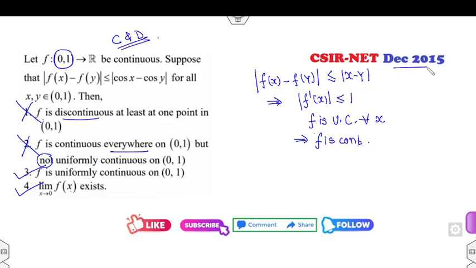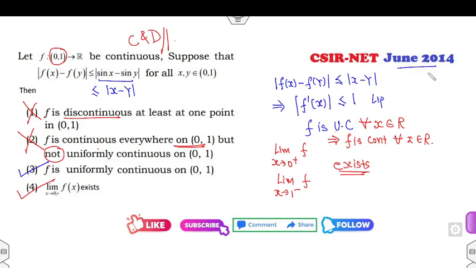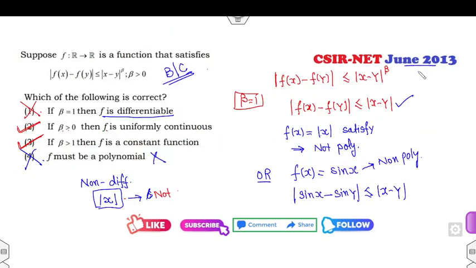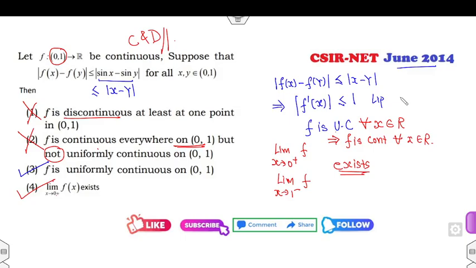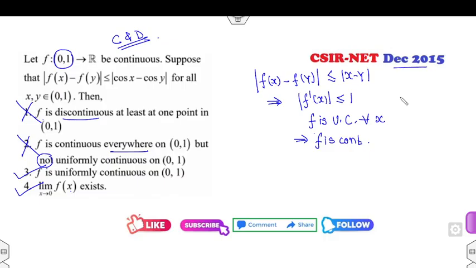You can see it's from December 2015, June 2014, and June 2030. That's why solving previous year questions is very important before going to the examination. Questions are always repeated in this kind.